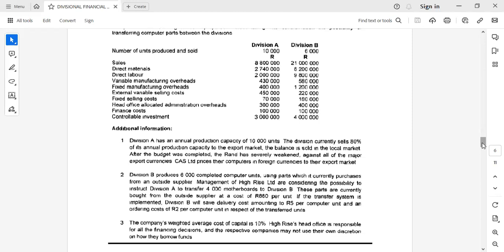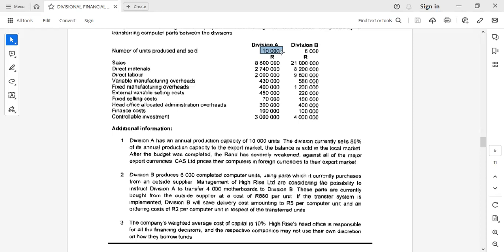Division A has an annual production capacity of 10,000. You can see that 10,000 is already equal to their number of units sold. So that means everything that they are currently producing, they are selling. So they don't have a spare capacity. The division currently sells 80% of its annual production capacity to the export market. The balance is sold to the local market. So they are selling everything: 80 to the external export, 20 local.